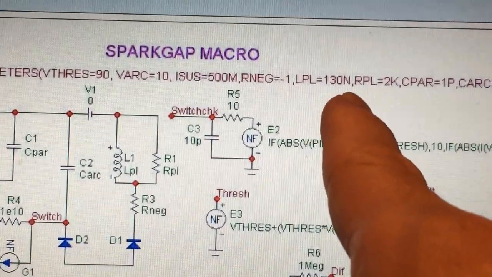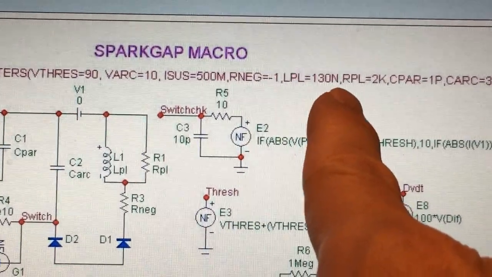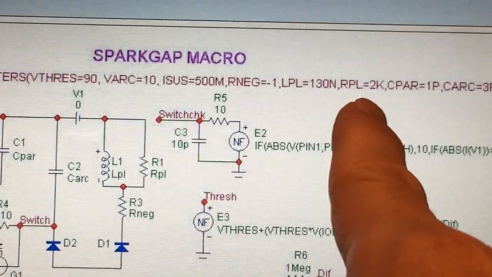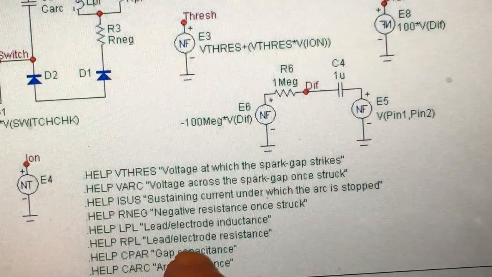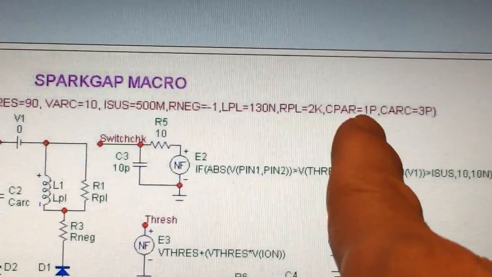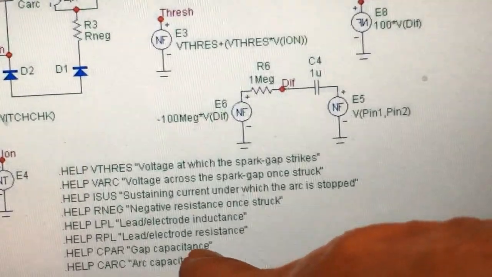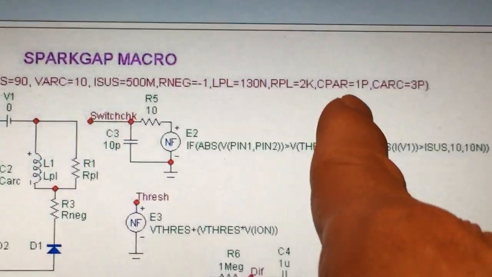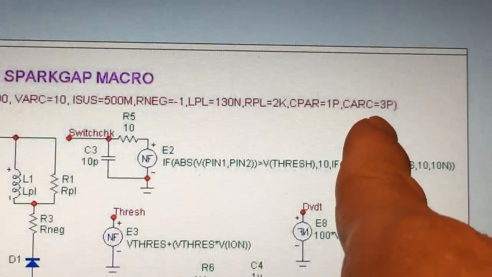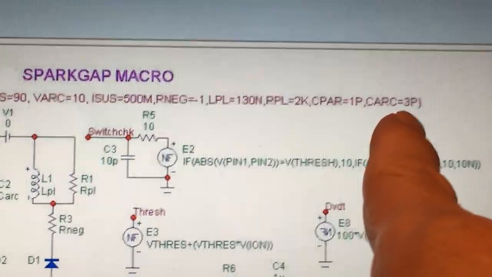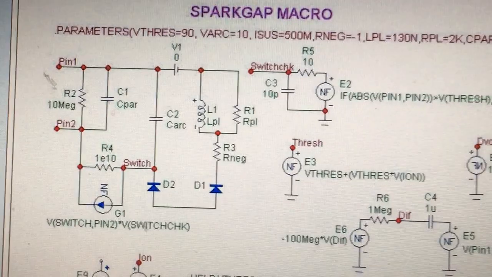Now the lead inductance is the inductance of the two electrodes, and that's at 130 nanohenries. Now the resistance of those two electrodes is 2,000 ohms. RPL, lead electrode resistance. Now the capacitance in parallel, the gap capacitance, CPAR, is 1 picofarad. And then the arc capacitance, when it's struck, is 3 picofarads, so it goes up slightly. Now that's the features of a spark gap, and I use a spark gap for two purposes.